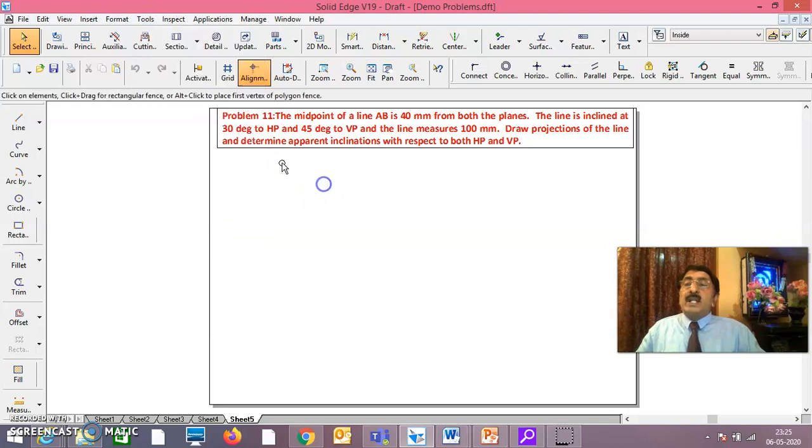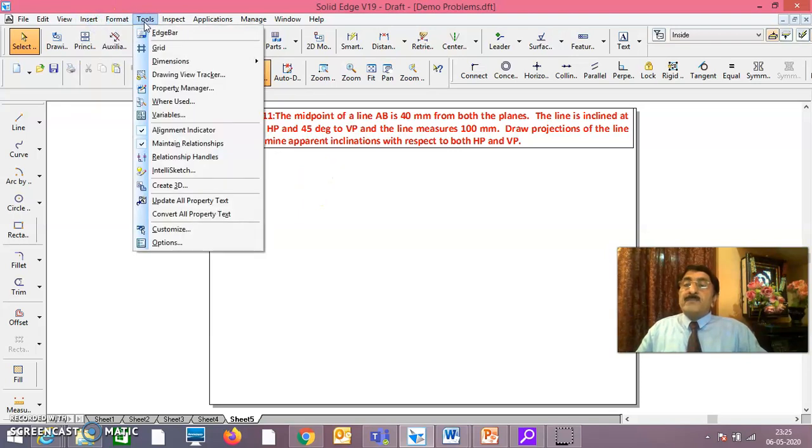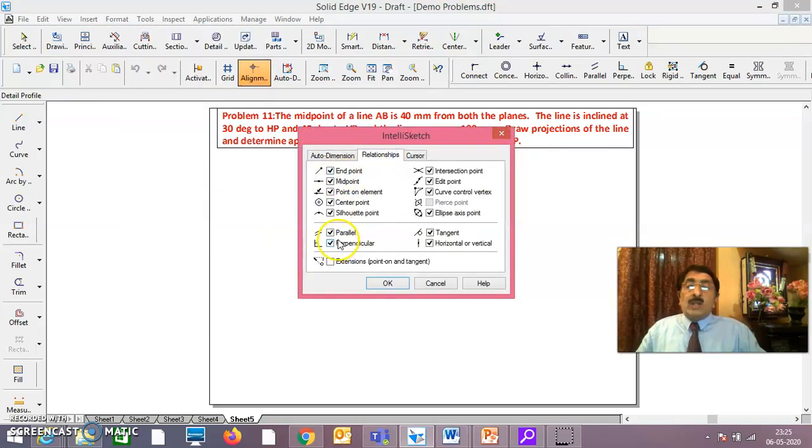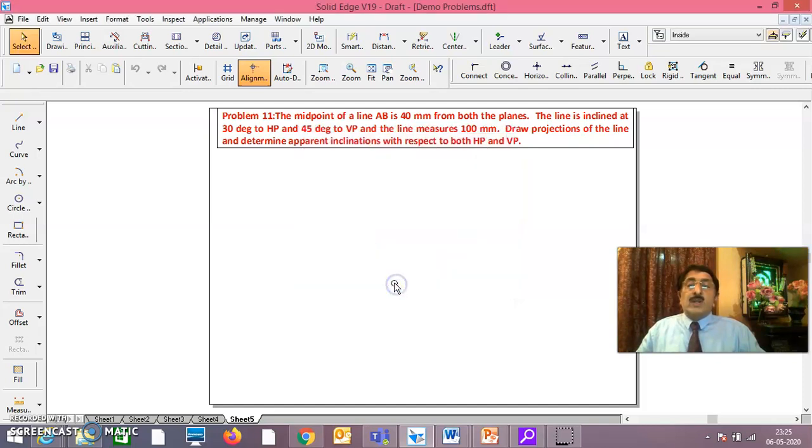You see that it is that. Okay, under Intellisketch also, you see that these things are on: parallel, perpendicular, end point, intersection point and all that. Okay, with this as the reference, we'll start with this problem.